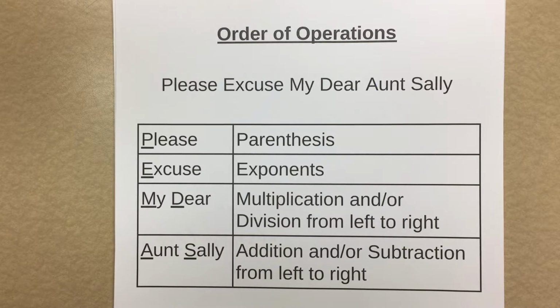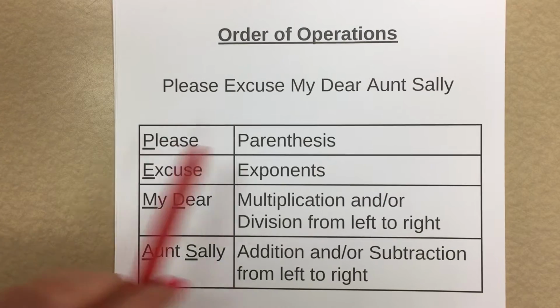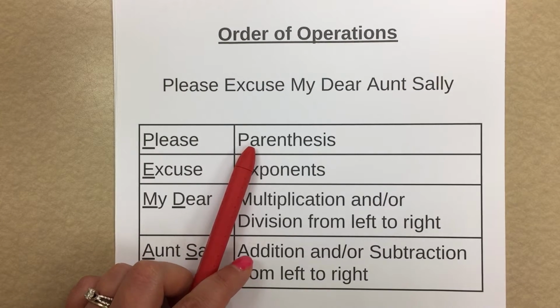So Lesson 3 focuses on the order of operations, or the order in which you do a problem. So it has a saying, just like some of the other ones, like King Henry. But this saying is, please excuse my dear Aunt Sally. So the P, the please, it stands for parentheses. So you do those first.